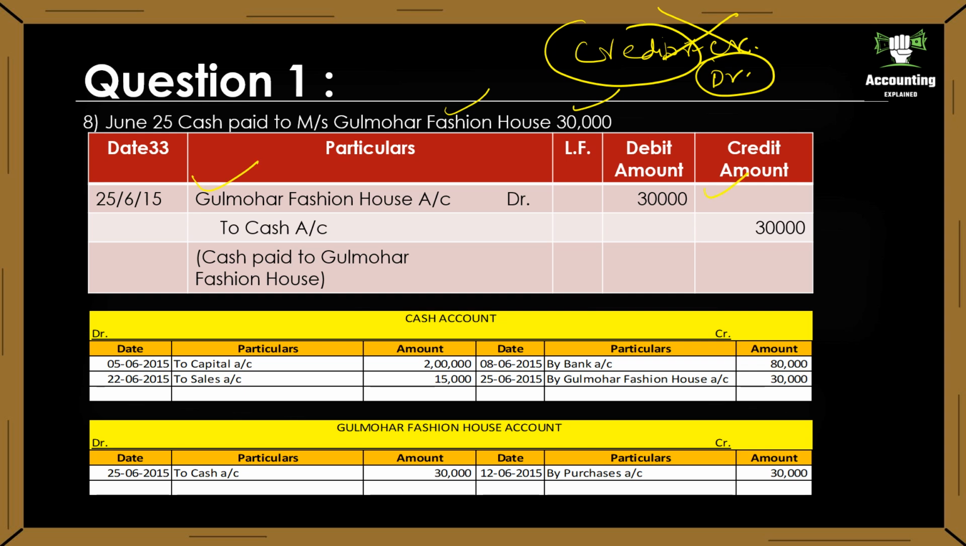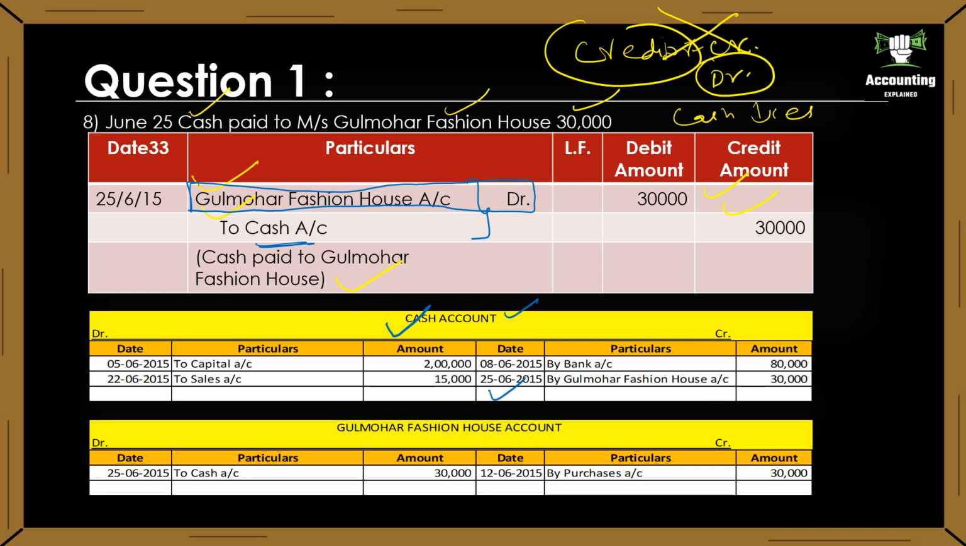Now we have paid them by cash. So when you pay, cash decreases. Cash is an asset. When the asset decreases, you have to credit it. So to cash account 30,000 rupees. Cash paid to Gulmohar Fashion House is the journal entry. Now these two accounts, Gulmohar Fashion account and cash account, already exist, so no need to open them again. Let's see the cash account. What is the opposite of cash account here? Gulmohar Fashion House. What we have done with that account? We have debited. Now we will credit it.